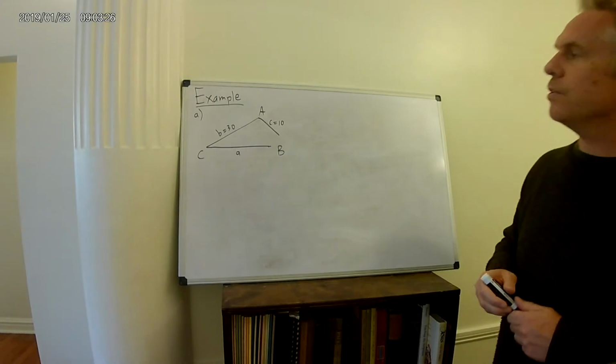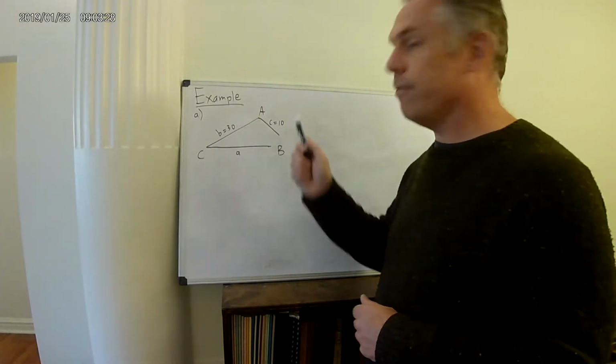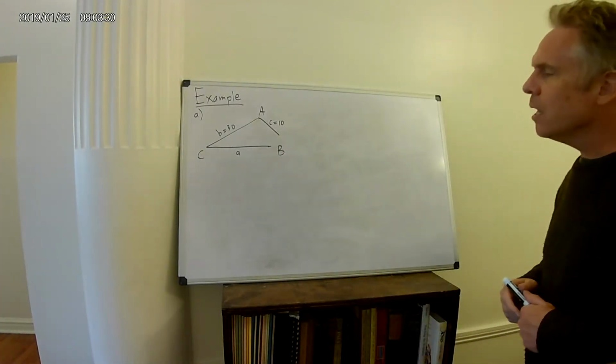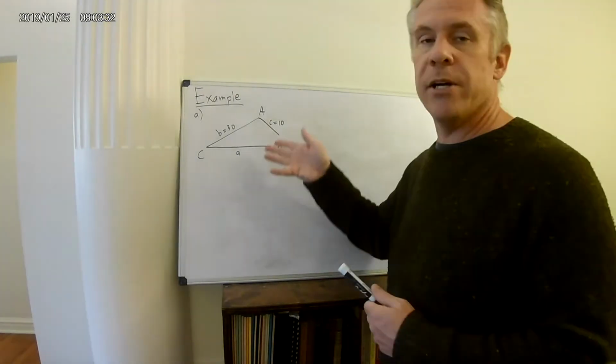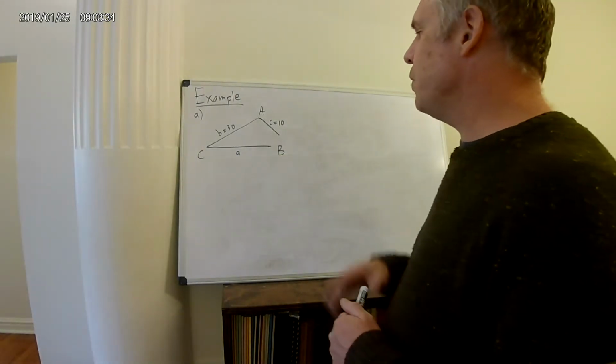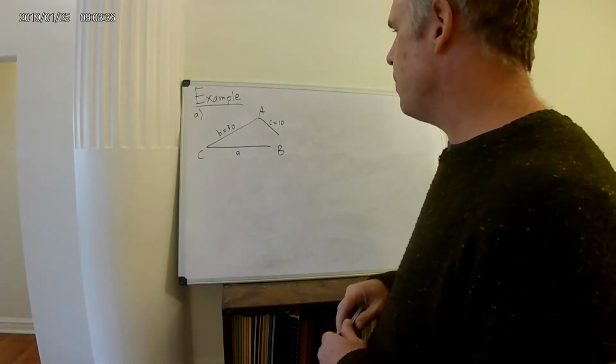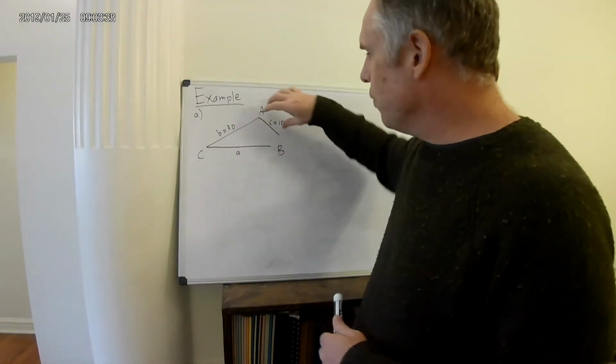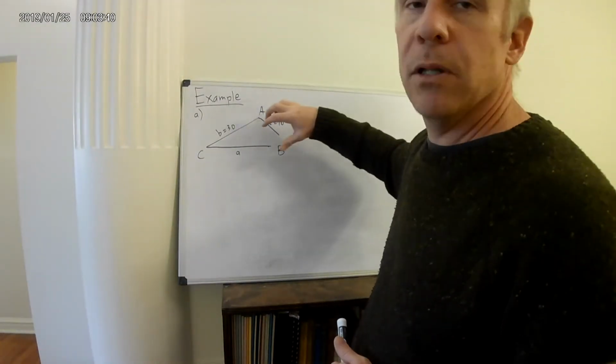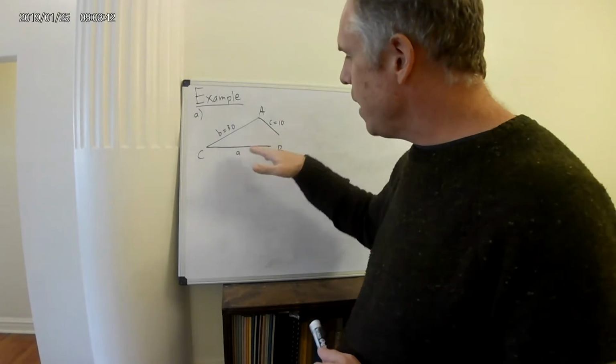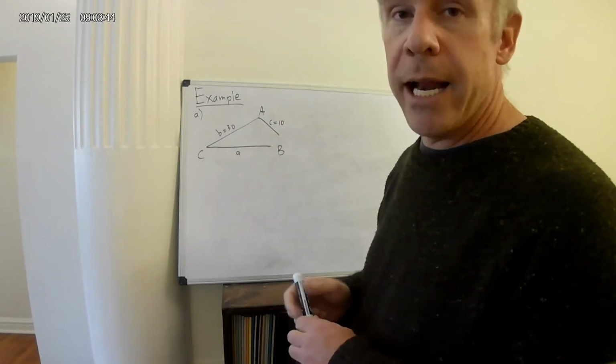The first part of this example, part A, let's consider the following triangle, okay? Now the first question here is, is this triangle even possible? We talked about in the previous part of this video, for this triangle to be possible, C has to be long enough that it can actually come down and at least just touch side A.